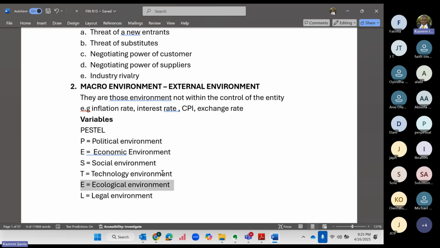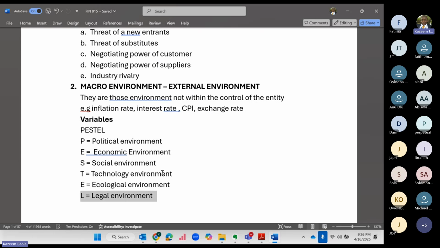Ecological environment. This ecological environment is all about climate change, right? The kind of weather. Nigerian weather is quite different from the weather in Canada. Yeah, we've never experienced snow before. If any snow comes out in Nigeria today, people will surround the snow and be taking pictures because it's not something that is common to us. So you must consider your ecological factors, very important.